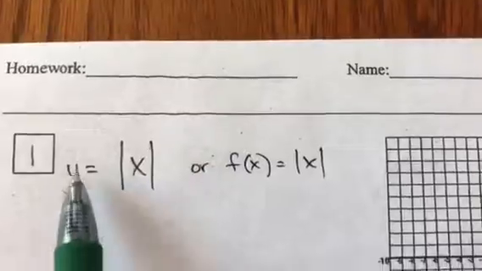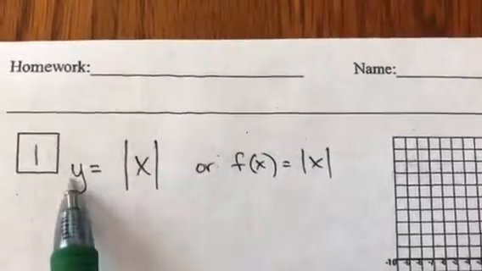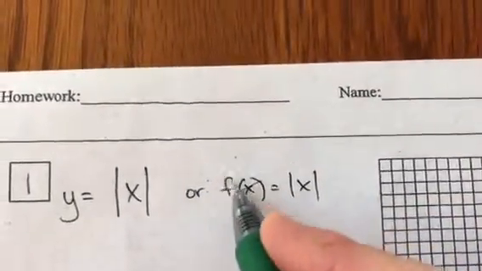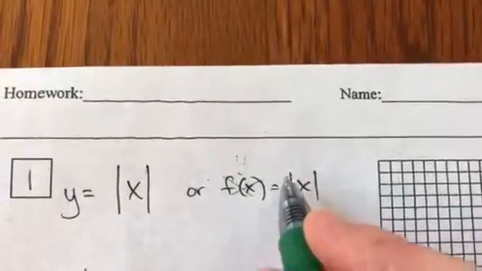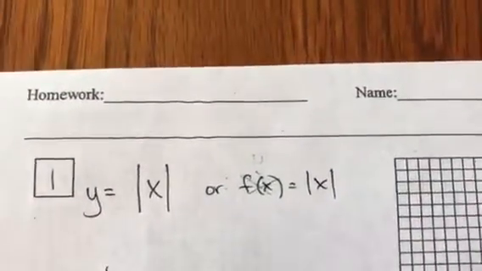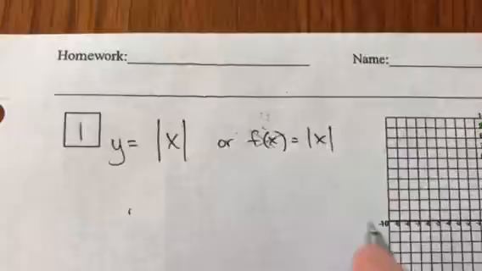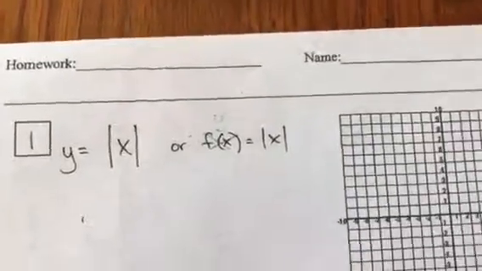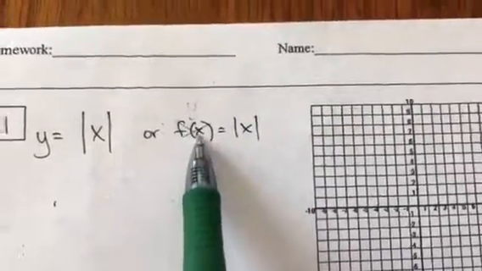Remember, f of x, that's the way you say it. That is the exact same thing as y. These are interchangeable. So I could just cross this out and say y equals the absolute value of x. That's the same thing. I just want you to get used to that new look. And we'll talk about that later in another video as well.